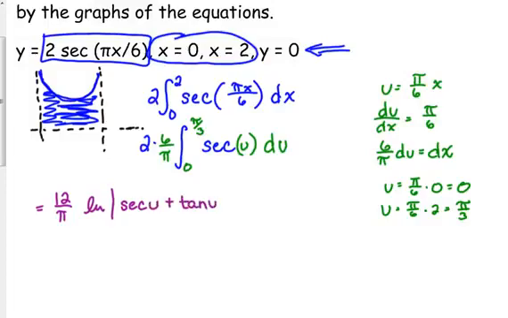Thank you very much. It's positive? Yes. Cosines are the negative ones.